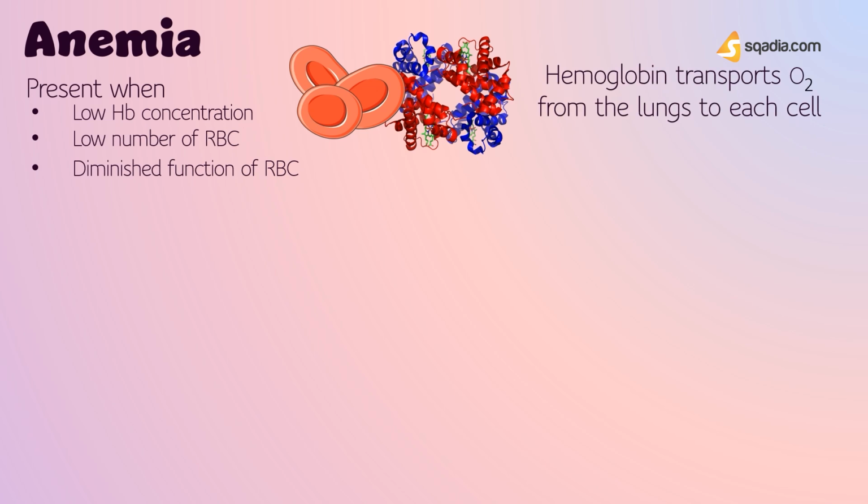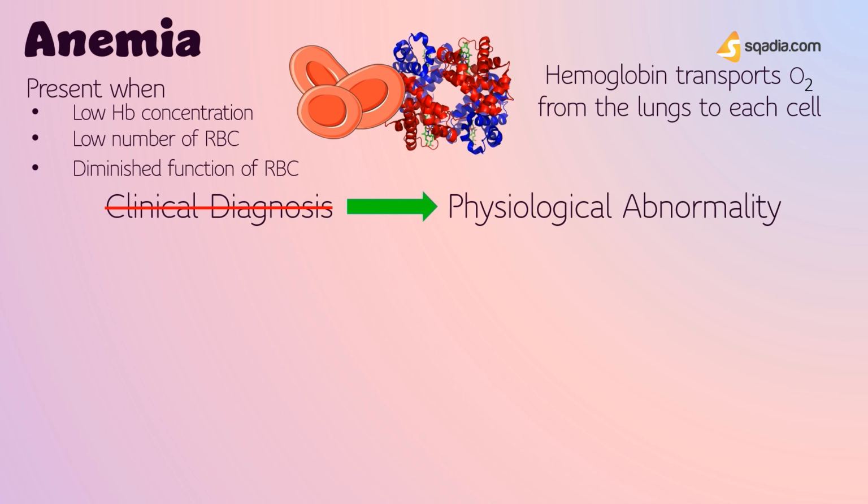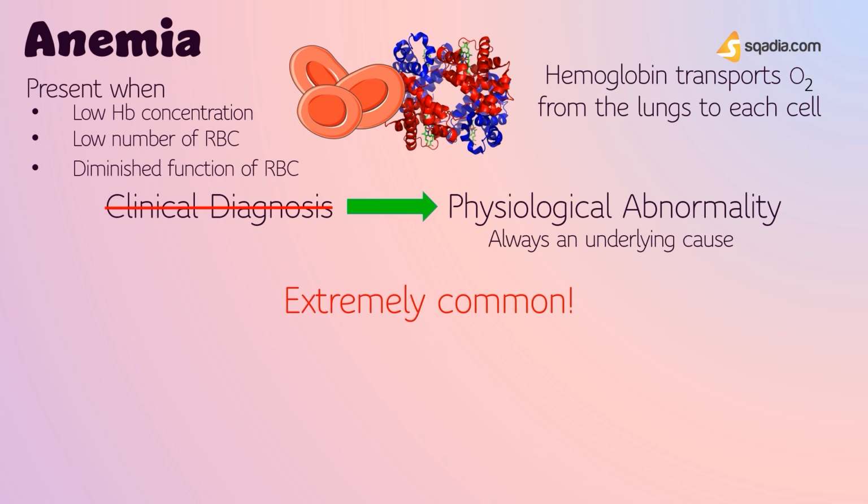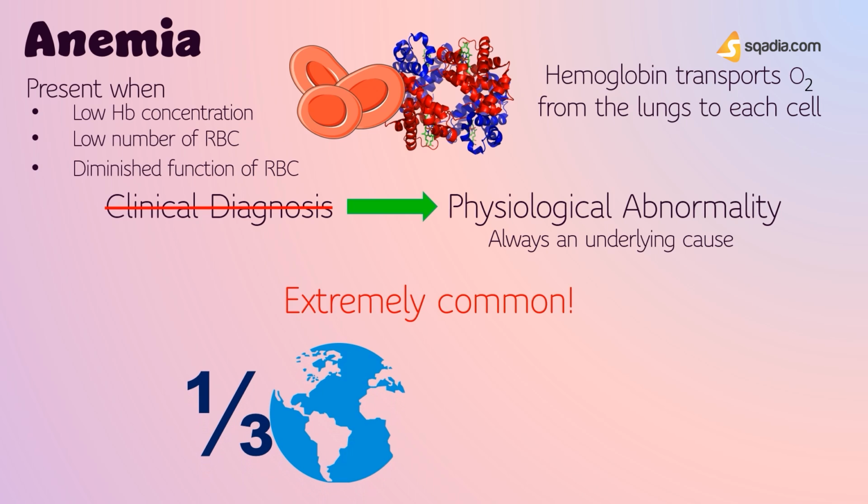Red blood cells, and especially the hemoglobin they carry, are important in the transportation of oxygen to every corner of the body, providing the substrate to produce energy in the form of ATP. It is important to note that anemia is not a clinical diagnosis, but is rather a physiological abnormality that always has an underlying cause. Anemia is an extremely common manifestation that affects up to 1/3 of the global population.